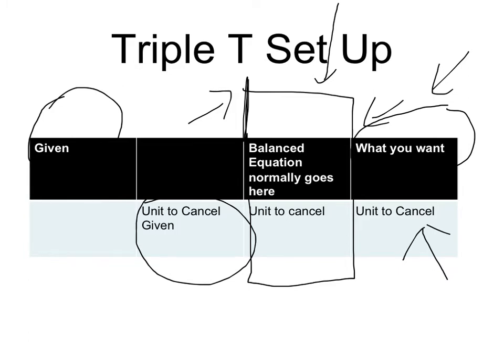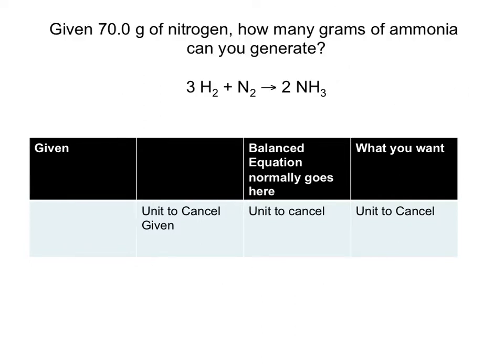Now, I know at this point this might be a little confusing, so let's do an actual problem. I think it'll make more sense. Okay, so here's our problem. We have 70 grams of nitrogen. We want to know how many grams of ammonia we can generate, given this balanced equation here of 3 hydrogen plus 1 nitrogen goes to 2 ammonia. I'm going to have this basic setup here. I'm going to show on the next slide how to put this together.